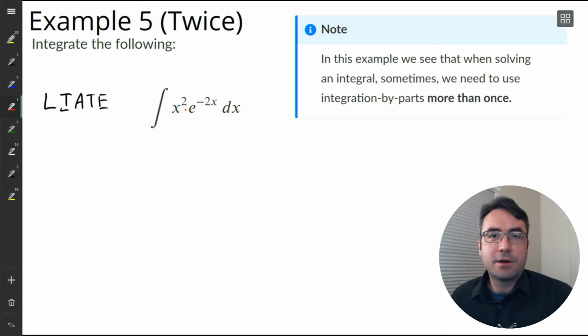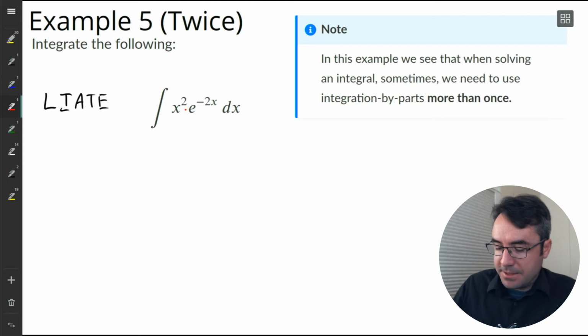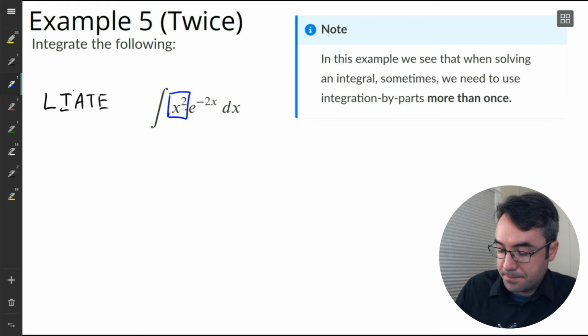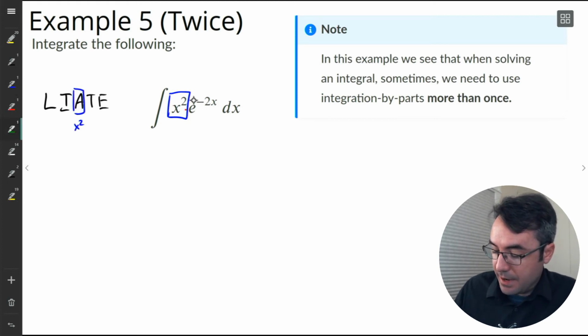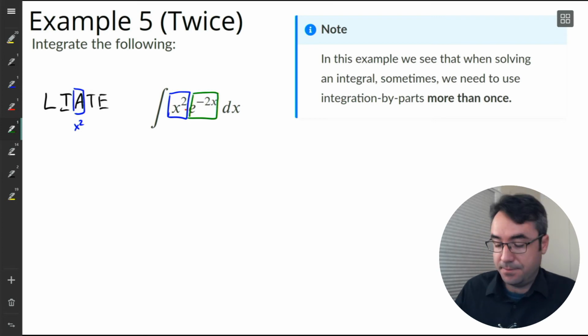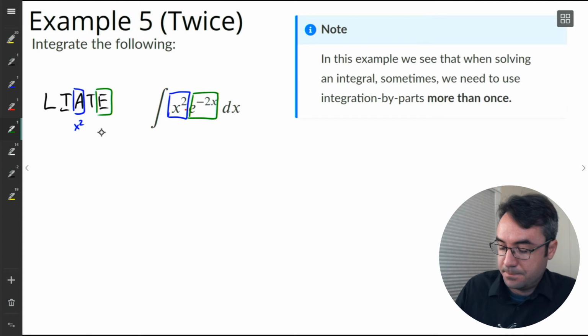And we're going to use our usual acronym LIATE strategy. Let's classify the pieces of our function. So what do we have? We have this x squared. That's algebraic. And then what else do we have? We have this e to the negative 2x. That's exponential.